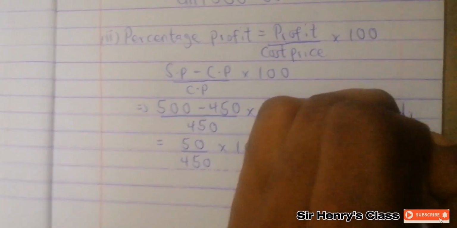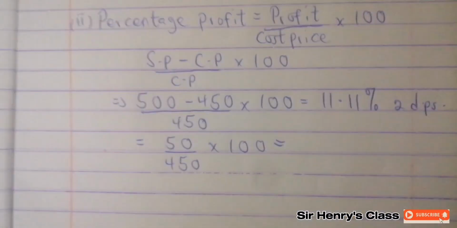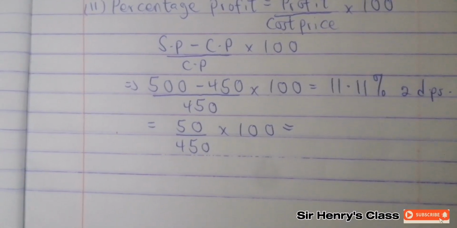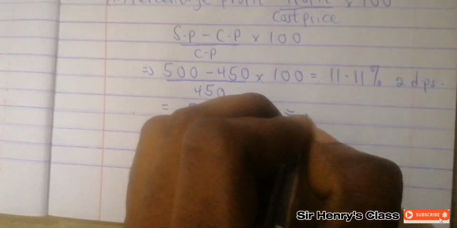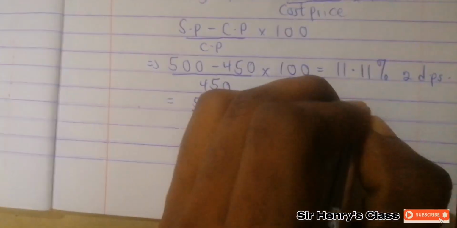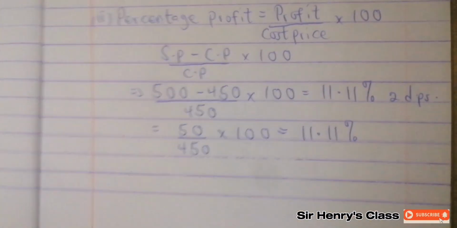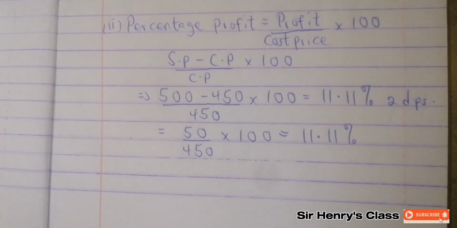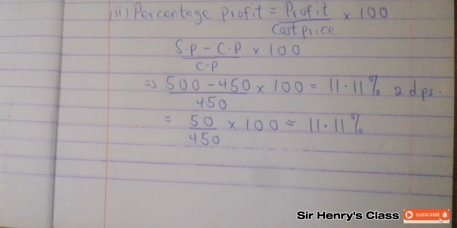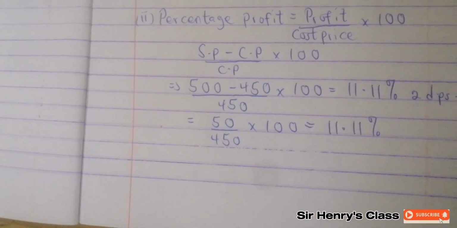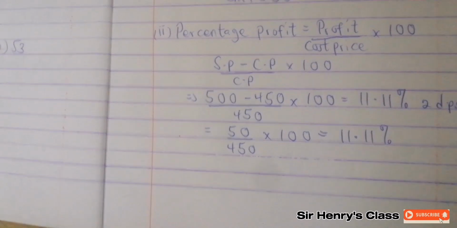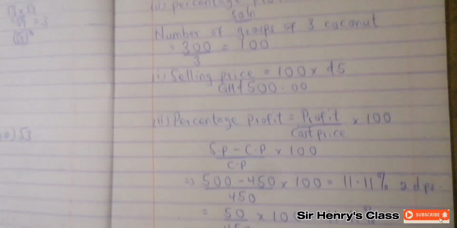It was never stated in the question, but we are leaving it in 2 decimal places. 11.11%. Yes. So this is where we end for the BECE in focus questions.